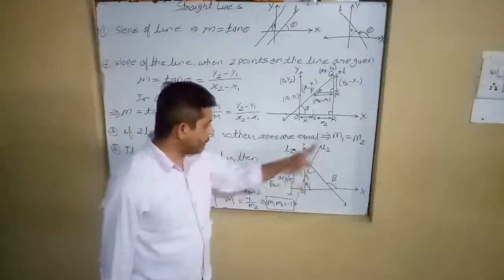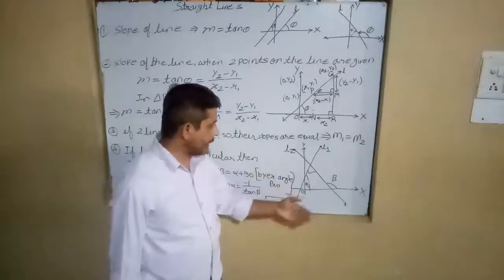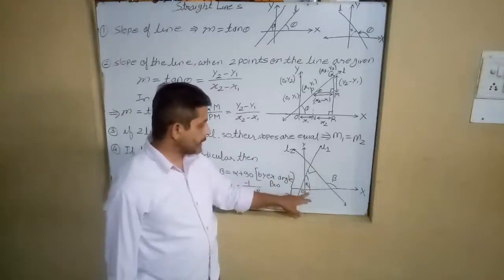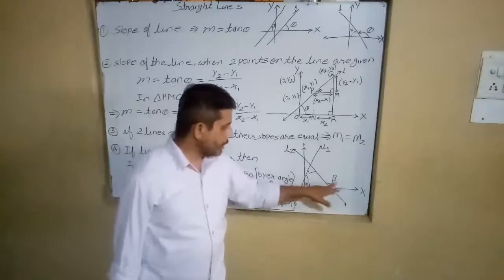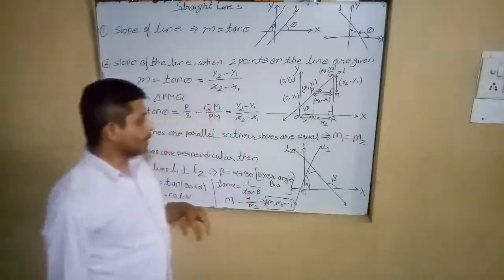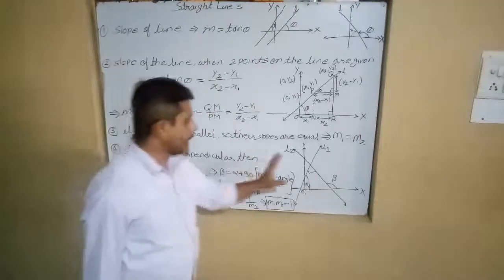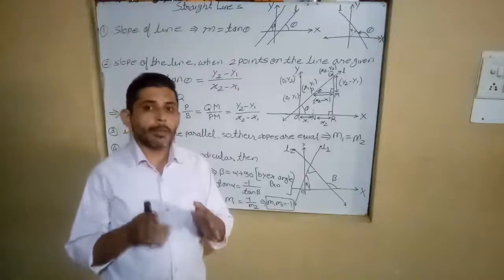L1 is perpendicular to L2. This is the 90 degree. Okay, and we just let the L1 line make an alpha angle with the x-axis and line L2 make beta angle from the x-axis. So how to calculate the relationship between L1 and L2 when both are perpendicular?